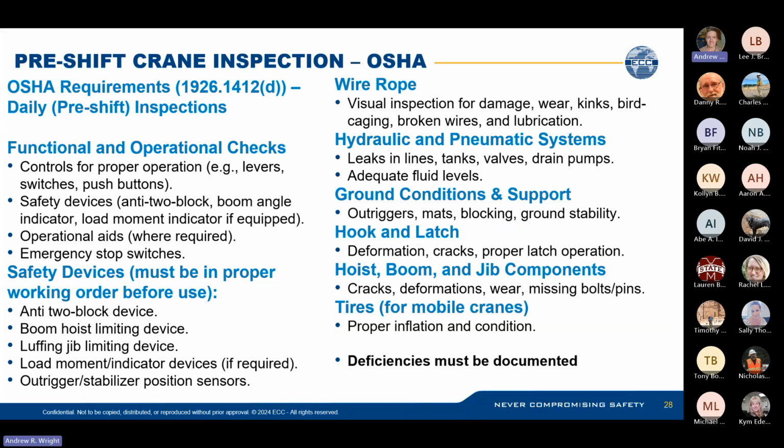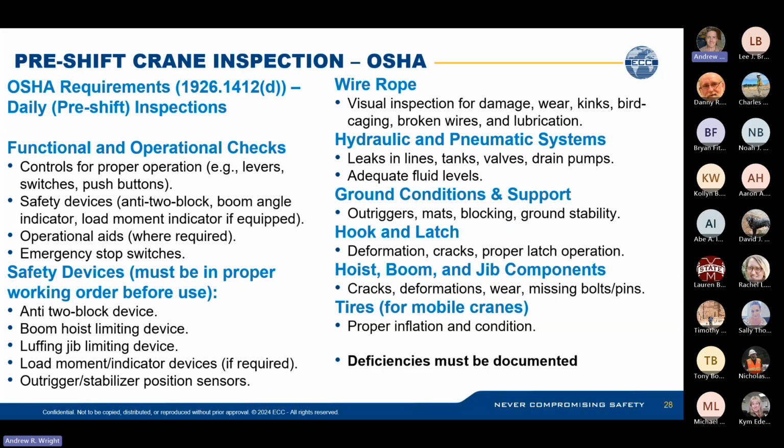Your safety devices must be in proper working order. Again, this is your two-block device, your hoist limiting device, your luffing jib limiting device, load moment indicator, outrigger and stabilizer sensors. You're going to want to take a look at the rope, or the wire cable, visual inspection for damage, wear, kinks, bird caging, broken wires, and lubrication. The operator will take a look at the hydraulic and pneumatic systems, pneumatic meaning air, hydraulic meaning hydraulic fluid. You're going to look for leaks in lines, tanks, valves, drain pumps, anything like that. Make sure the fluid levels are adequate.